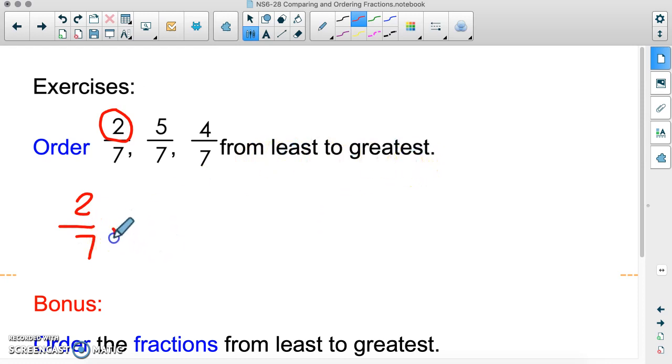I'm going to put a comma in between. The next lowest numerator is this one. So 4/7 would be next. And then we would have 5/7 would be the greatest fraction that we're given. So that's how we would order them from lowest to biggest.